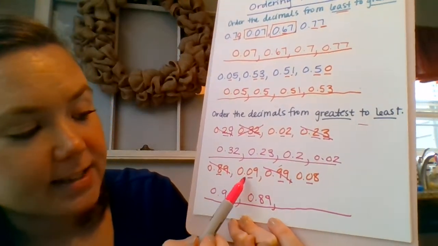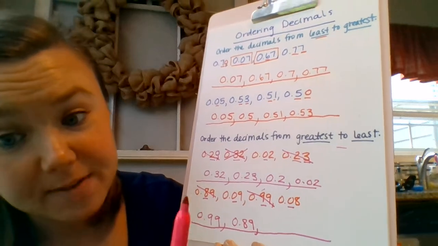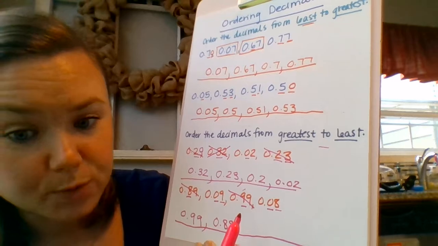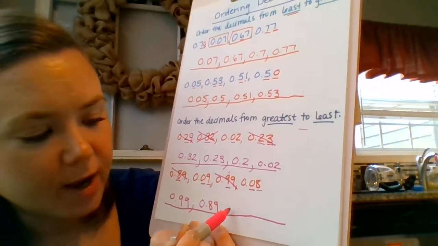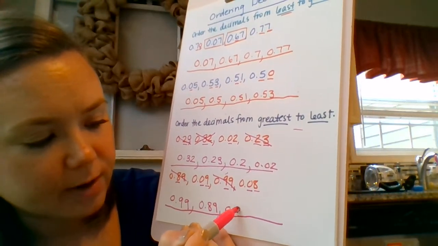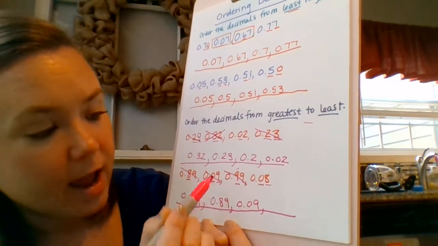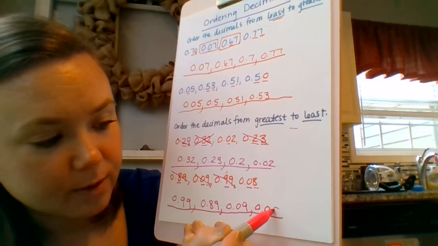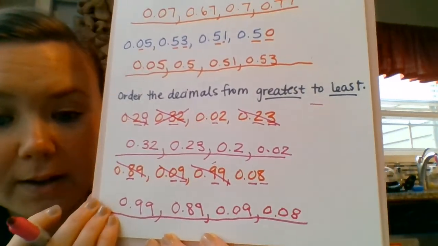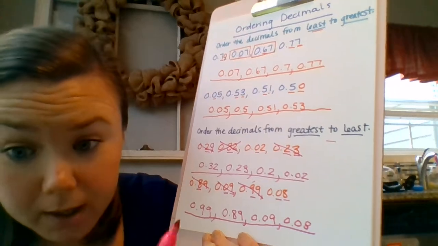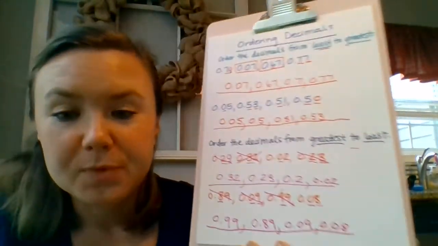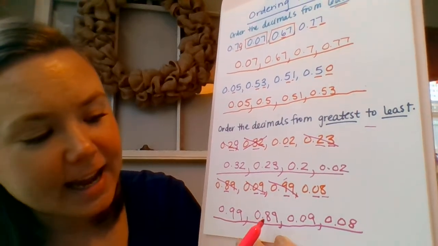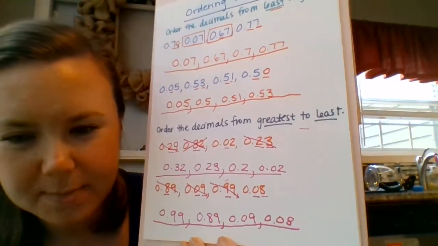Cross it off. Okay, next I have 0 and 0. Okay, same value. So I have to go over to the hundredths place and compare this. 9, 8. Which one's greater? 9. So then I go 0.09. And finally, last one, 0.08. Sorry, my handwriting's so bad. Okay, now if I want to check my work, simply look at it as your money. I'm saying greatest to least. So I have 99 cents, 89 cents, 9 cents, 8 cents. Okay, does that make sense?